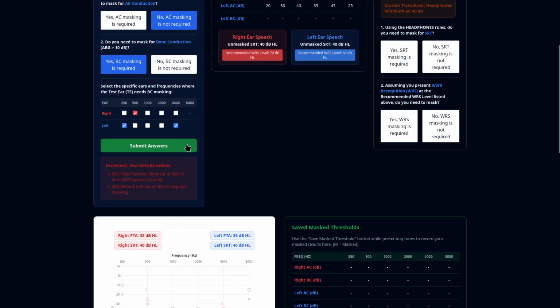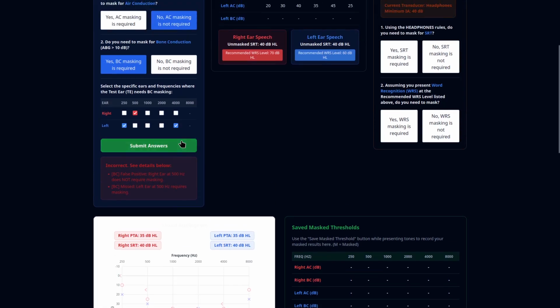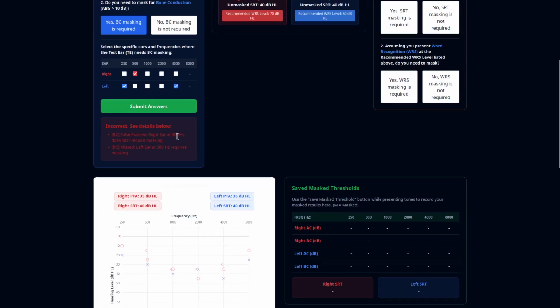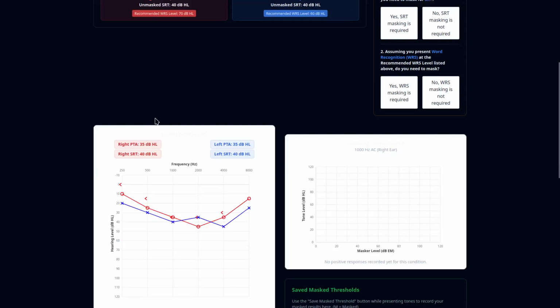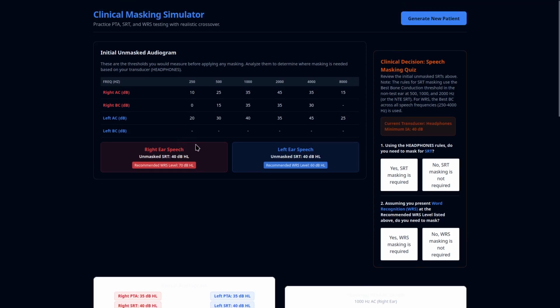I was off here, false positive. Right ear at 500 hertz, I do not need to mask. Yes, I should have marked left ear instead of right ear. That was my mistake. There we go. Now we've got that corrected. So let's move on to our SRT masking.